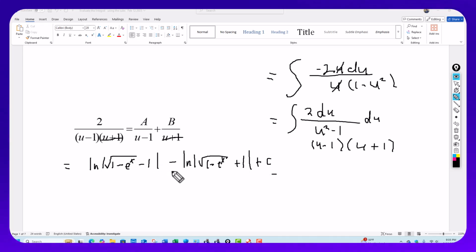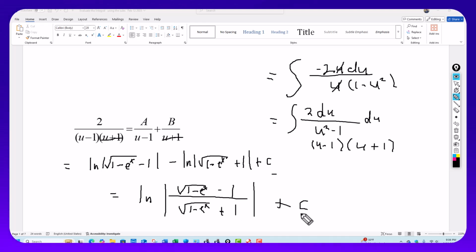Or you can use the property of logs. If you have a difference of logs, you can write it as the, in this case, natural log of a fraction. So this can also be written the natural log of the square root of 1 minus e to the x minus 1 over the square root of 1 minus e to the x plus 1. So you can leave your answer in that form. Natural log of absolute square root of 1 minus e to the x minus 1 over the square root of 1 minus e to the x plus 1. And of course, plus the constant of integration.